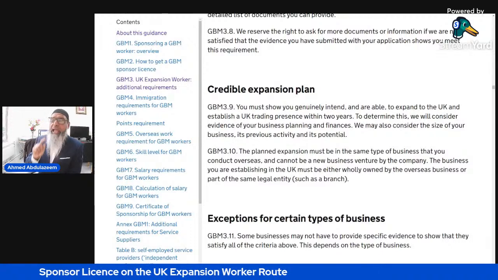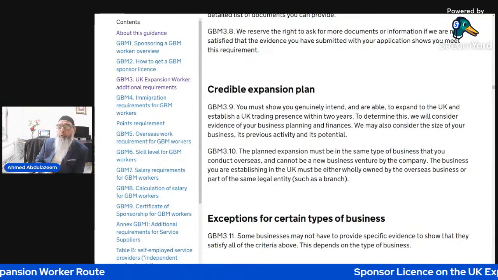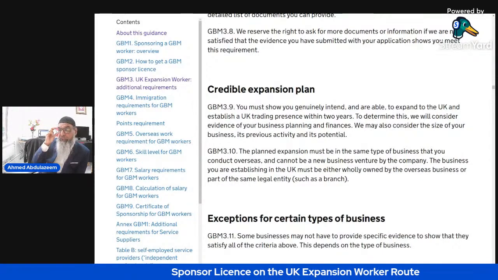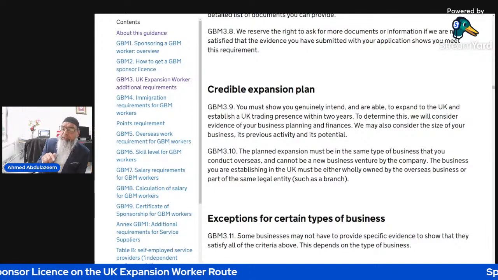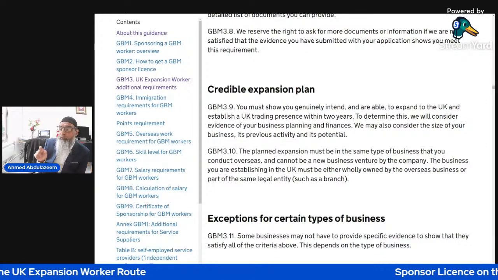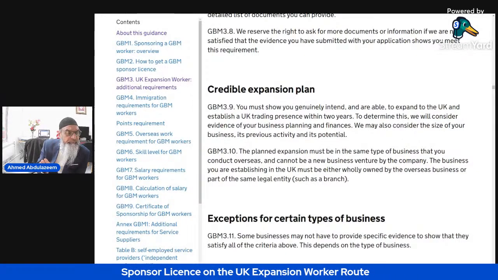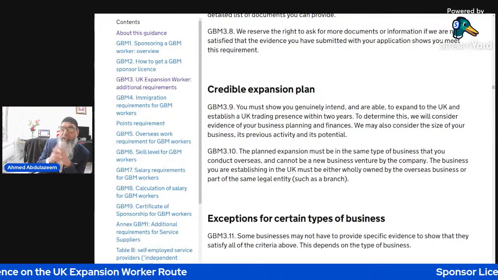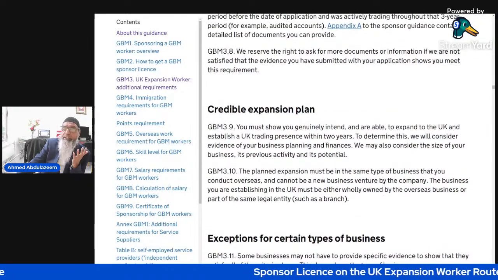I repeat, the planned expansion must be in the same type of business that you conduct overseas, and cannot be a new business venture by the company. The business you are establishing in the UK must be either wholly owned by the overseas business, or part of the same legal entity, such as a branch. So I think I have covered pretty much everything, except exceptions. So we can cover exceptions as well.